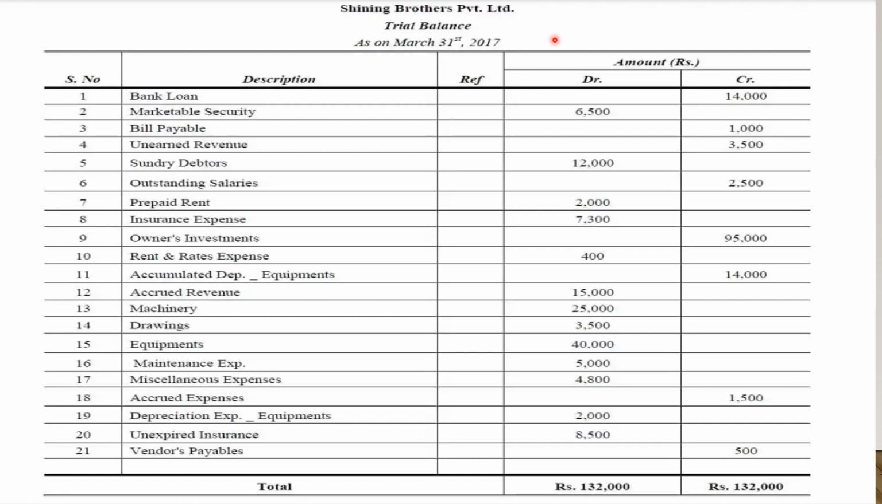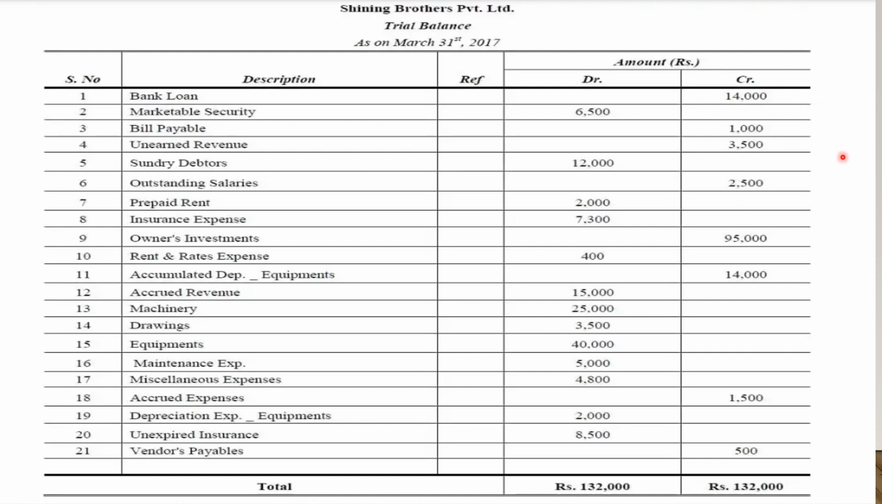Entering a date is important. Why? Because it is telling you the balances of all the accounts as on this particular date. Bank loan is a liability, it will have a credit balance. Marketable security is an asset, it will have a debit balance. Similarly, we are bifurcating accounts: accounts that have debit balances will have amounts here, and accounts that have credit balances, their amounts will come here.